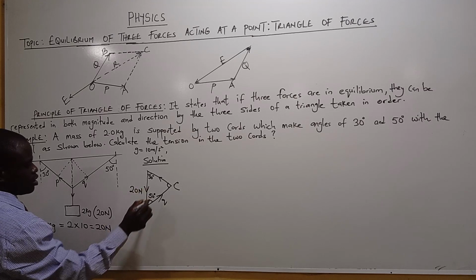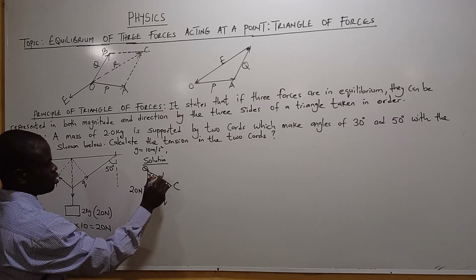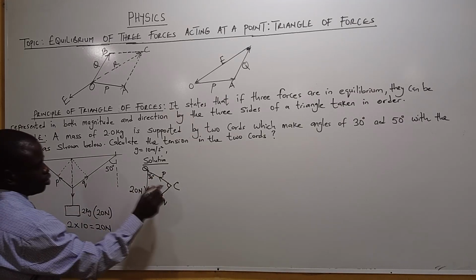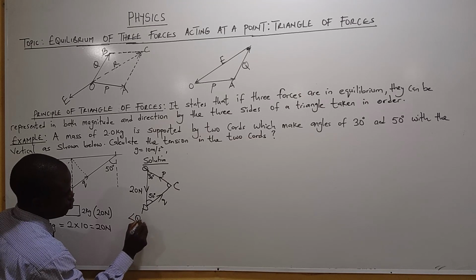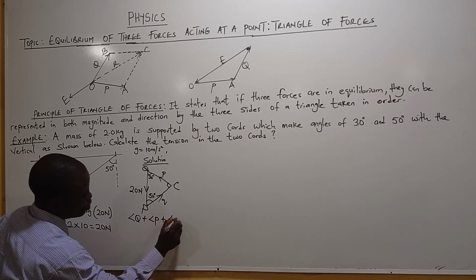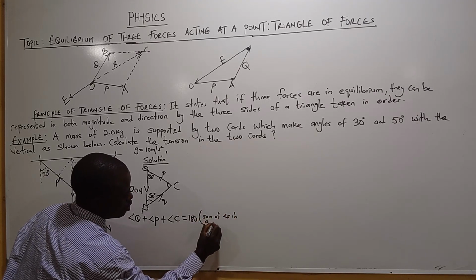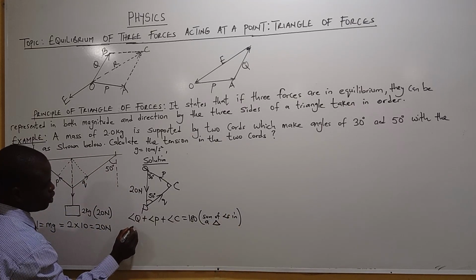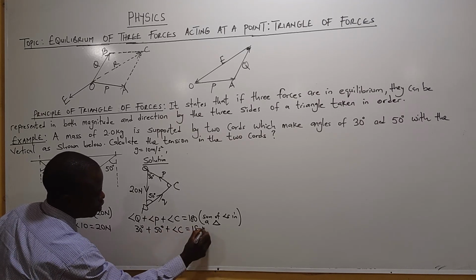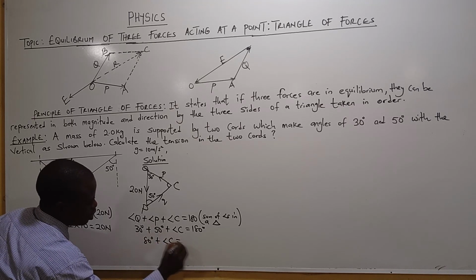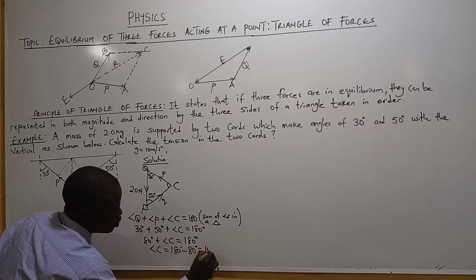This is the triangle of forces. This is capital Q, while this one will be small letter p. This one will be capital P. To know this, the sum of angles in a triangle: angle Q plus angle P plus angle C equals 180 degrees. What is the reason? Sum of angles in a triangle gives us that. Now, angle Q is 30 degrees, angle P is 50 degrees, plus angle C equals 180 degrees. That's 80 degrees plus angle C equals 180 degrees. Collect the like terms. Angle C equals 180 degrees minus 80 degrees equals 100 degrees.